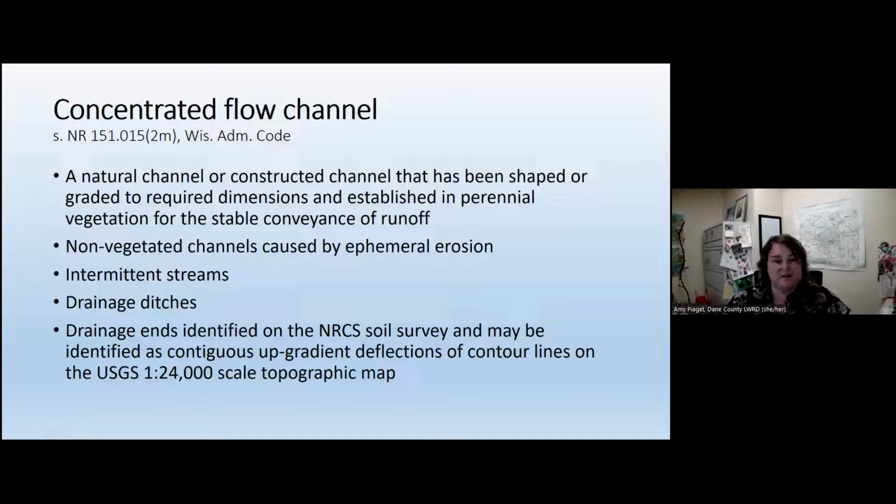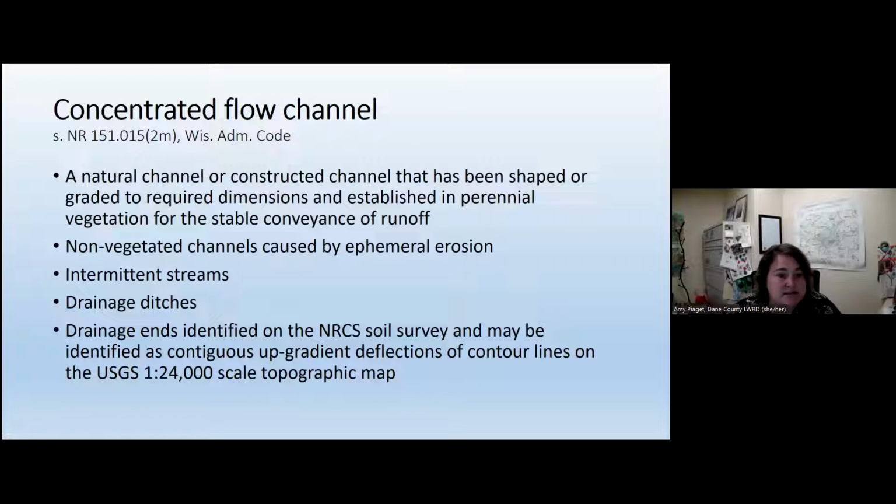One of the big ones that we talk about are concentrated flow channels. This is identified in NR 151. And when Mike mentioned there's kind of two sections of NR 151 to look for definitions, there's two subchapters. There's subchapter 1, which addresses definitions for the entire code. And then there's subchapter 2, which is specific definitions for the agricultural performance standards. So you do have to make sure you look in both places when you're talking about some of this.